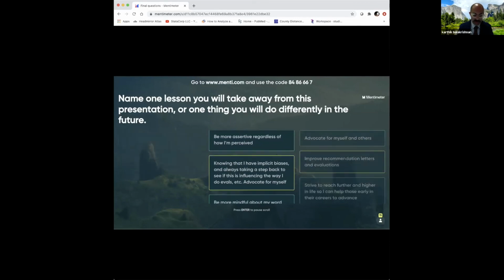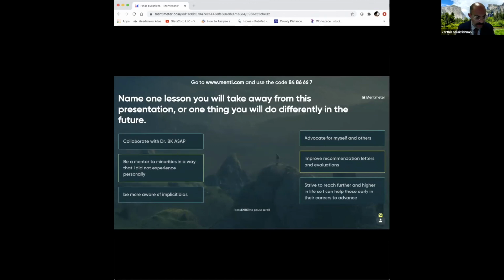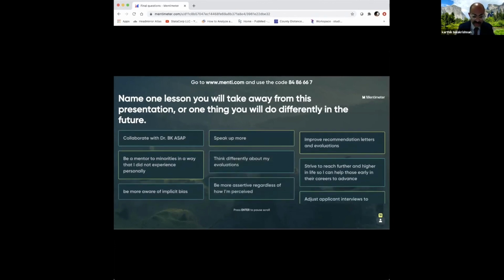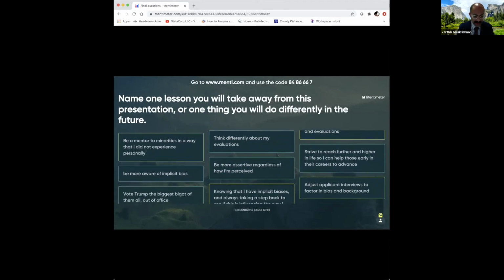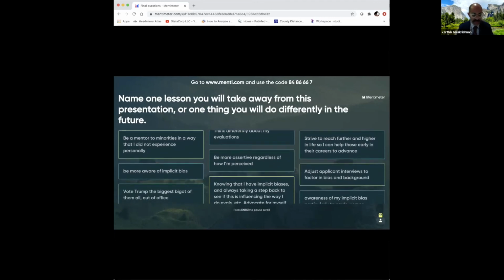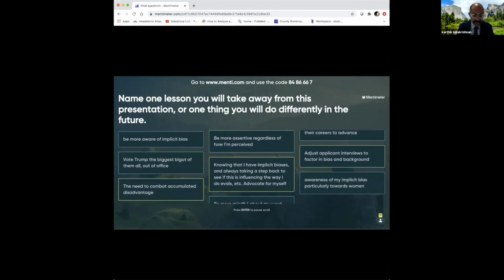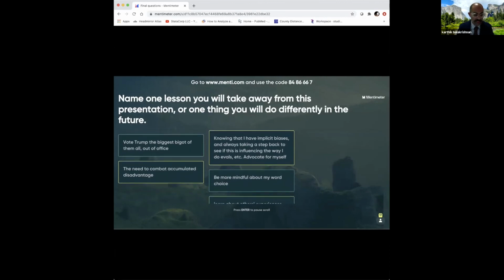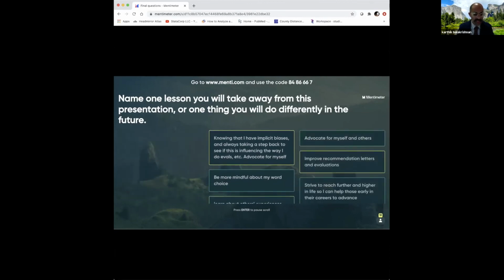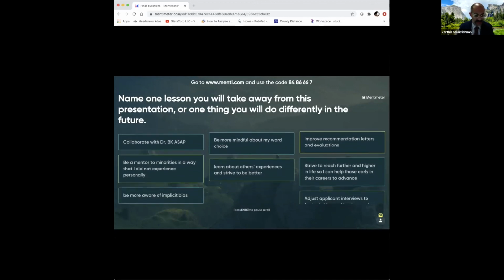Excellent. Yes, you do not have to be of the same race or gender or anything else to be a mentor. Vote Trump out. Oh, I won't say anything, but y'all know how I feel about that one. Strive to reach further and higher. Yes, so you can inspire others. This is great. Adjust applicant interviews. Wow, this is awesome. So, you know, I love that you're all sharing these, and be more mindful, be aware of my implicit bias, especially toward women. Knowing that I have implicit biases and stepping back. Learn about others' experiences. I mean, this is incredible, guys.